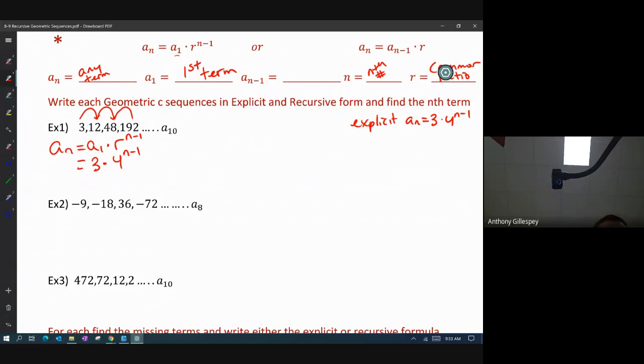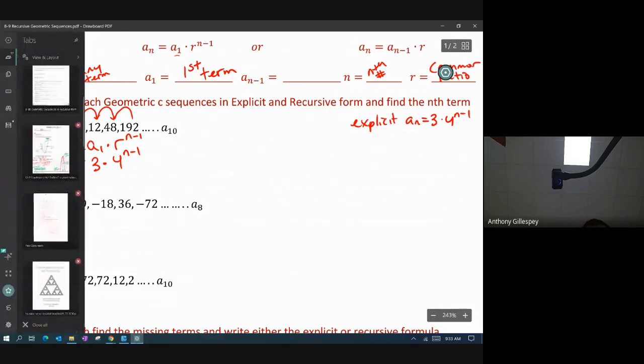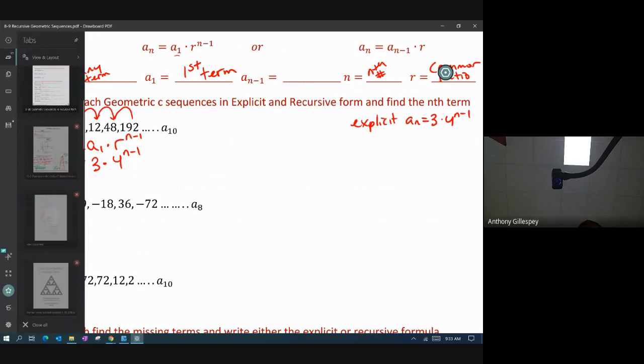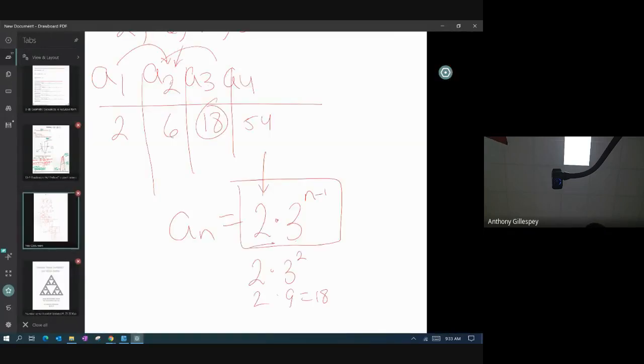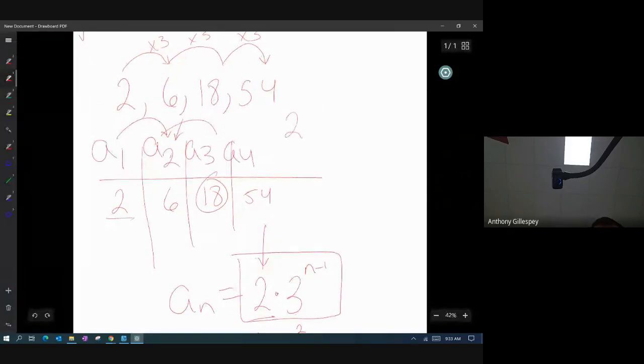So let's put our pencils down for just a minute. Just watch this. Remember what the recursive is. The recursive is used when you know a term and you want to find the next number, yeah? So if I knew the first term was 2, how do I find the next term? You multiply it by 3. What does that 3 represent? The common ratio.